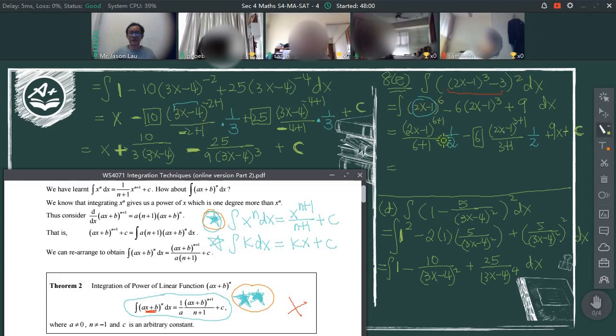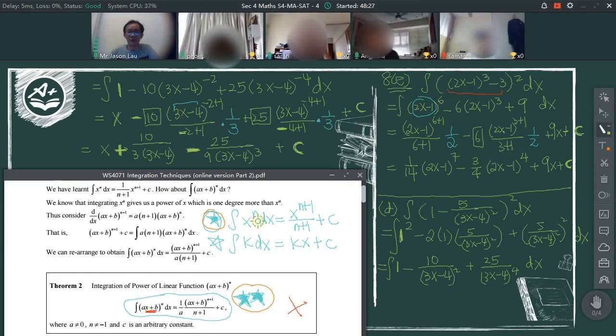Yeah. After that, just simplify. 7 times 2. Then 6 divided by 2, 3 divided by 4, so 3/4, plus 9x plus c. Yeah, so this will be our 8E.